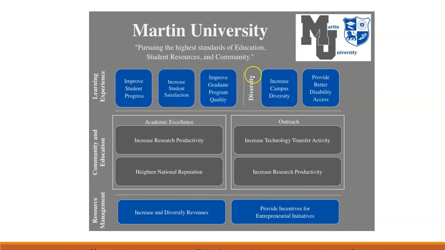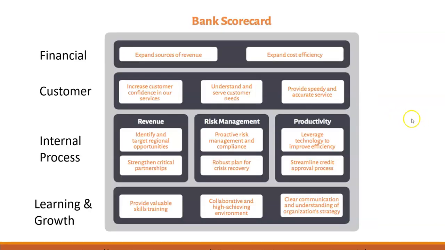Okay. And then here we get to the learning and growth, increase campus diversity. So that's our employee part, our human resources part. We're going to find a way to hire a more diverse employment pool or more diverse faculty and staff. We're going to provide better disability access. This means that we have to train people in order to make sure that students have the access that they need. Okay, last one. So this is looking at a bank.